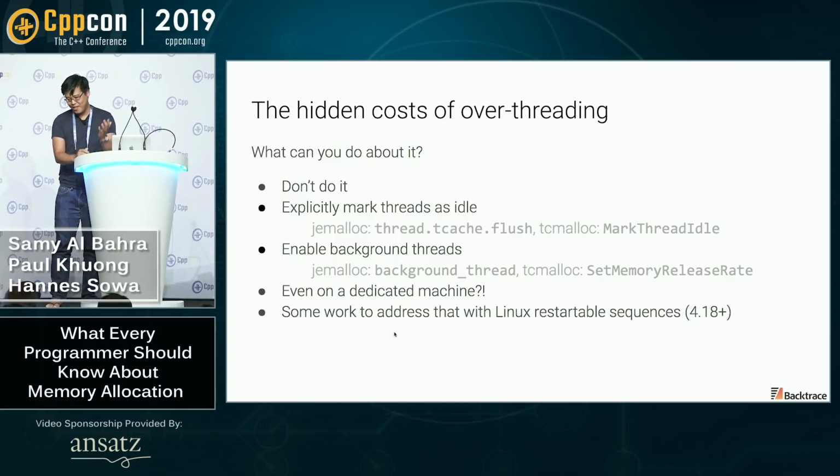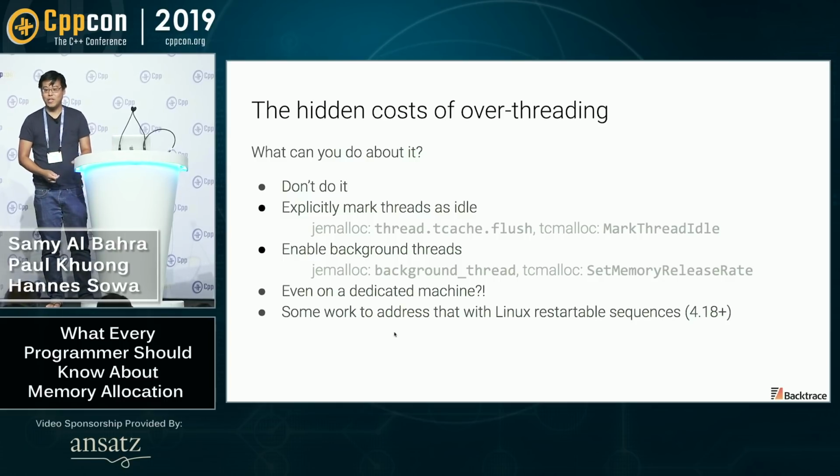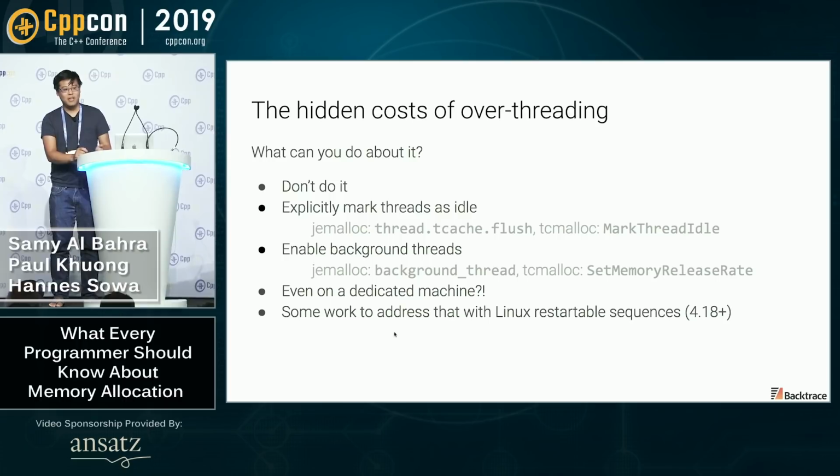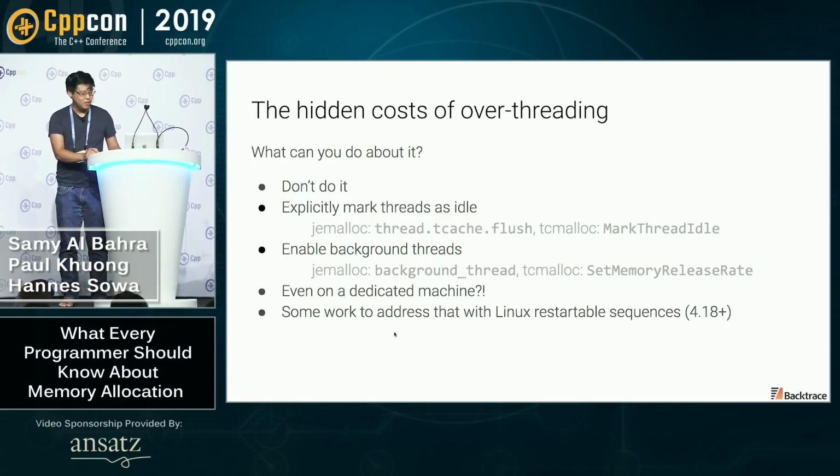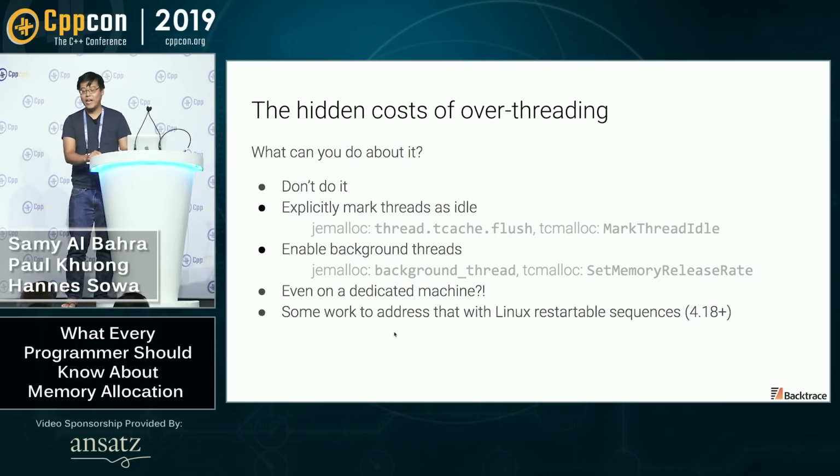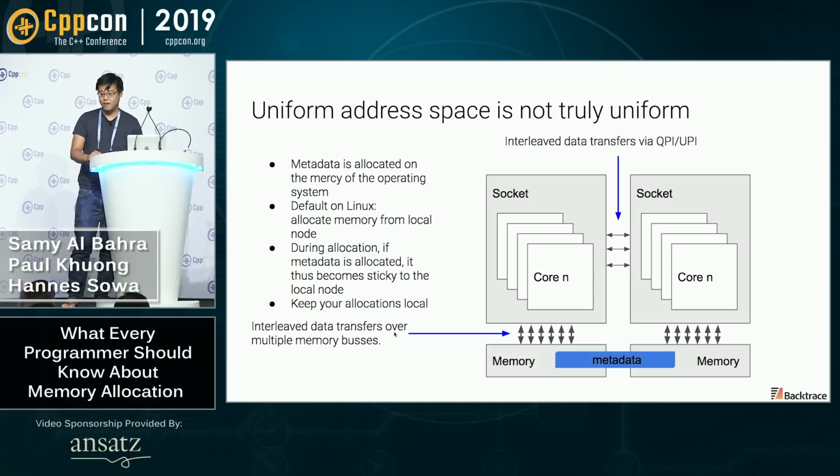And yeah, if you're on Linux, there's some work to try to address that with restartable sequences. That's a nice way to get per-CPU data structures in user space, but I don't know of any open source malloc implementation that currently implements that.